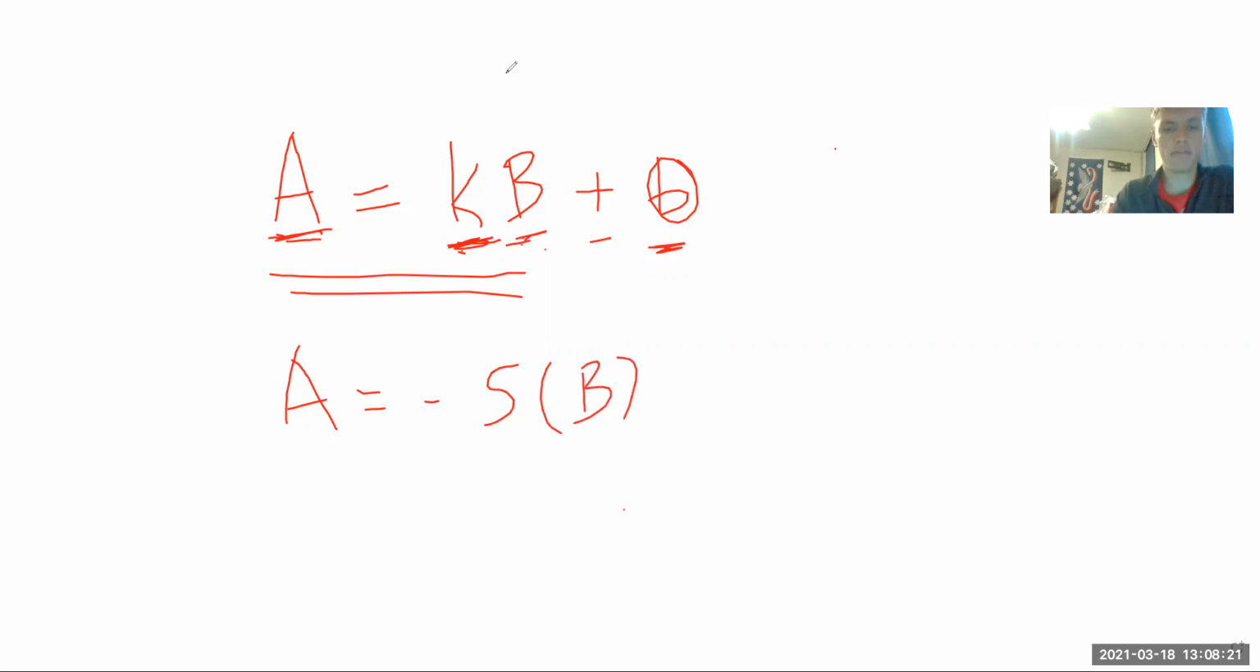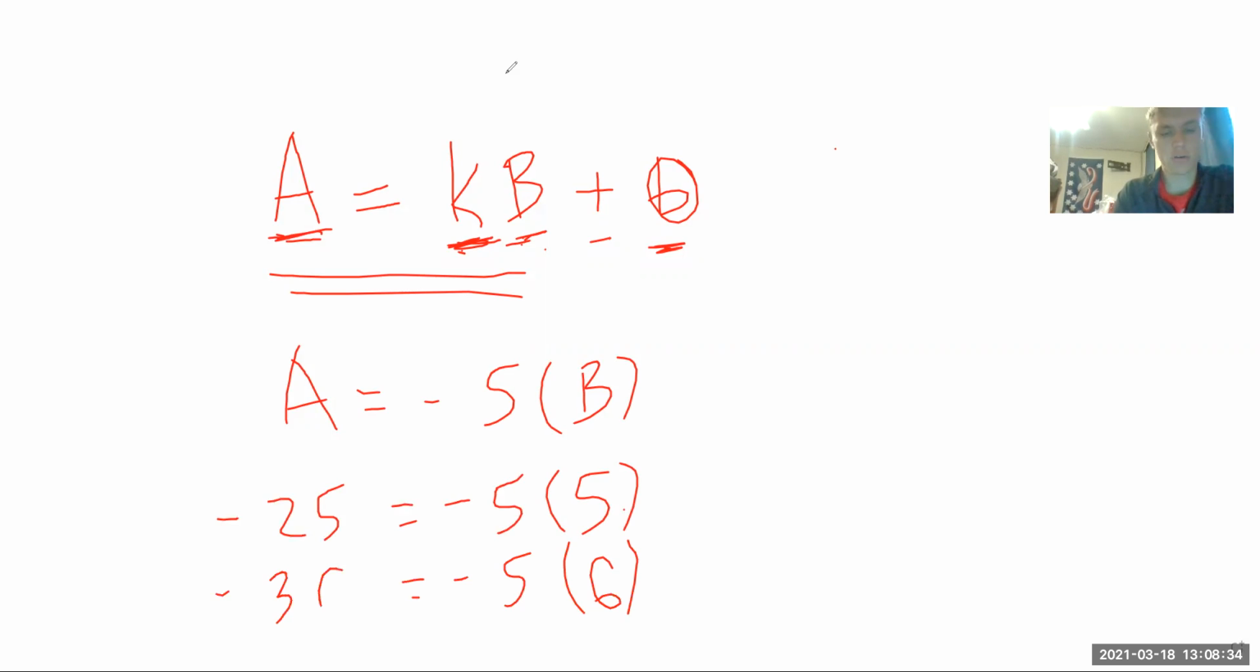If we make B 5, A is minus 25. If we make B 6, A is minus 30. So A is not increasing, but it's moving in an increasing direction for negative. So this is still direct. And a lot of times you'll see a positive constant there, so you don't have to worry about that. But if we did a positive number, when A increases, B always increases.